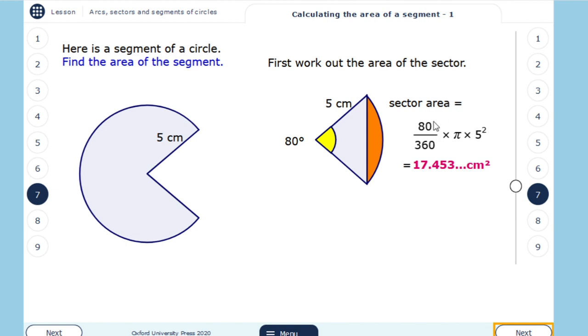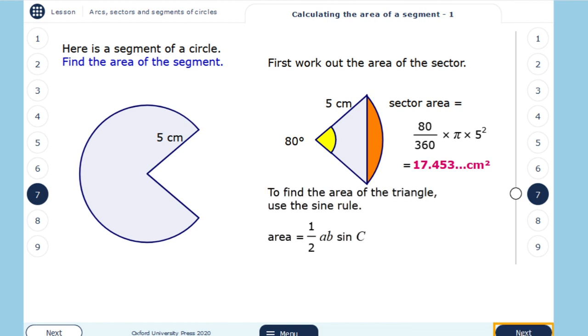So the sector has 80 over 360, since it's 80 degrees, 80 over 360 times pi times r squared, which is 17.453. Now find the area of the triangle. To find the area of the triangle, I need to use the sine rule. I know this side, I know this side, and I have the angle. So basically the area will be 1 over 2 times a times b times sine C.